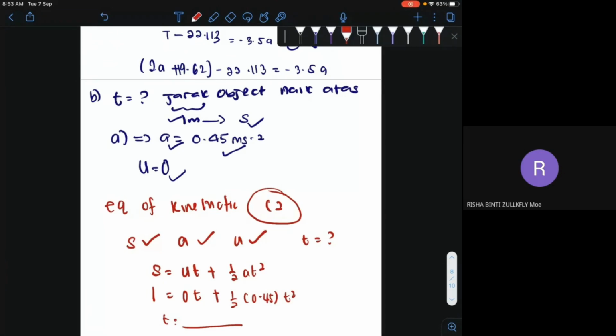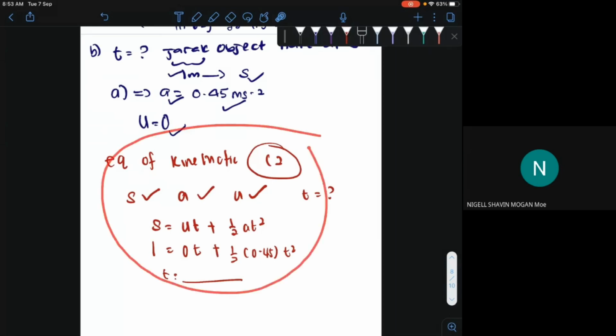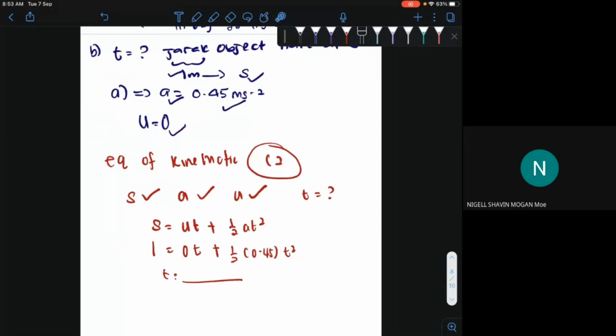We good? Yes, miss. Yes, miss. Jangan pula kamu ingat, ini chapter 2, tak boleh apply dekat sini. All your chapter are connected dekat sini.